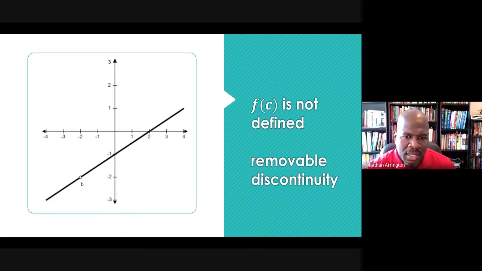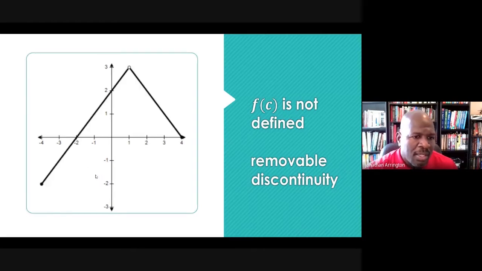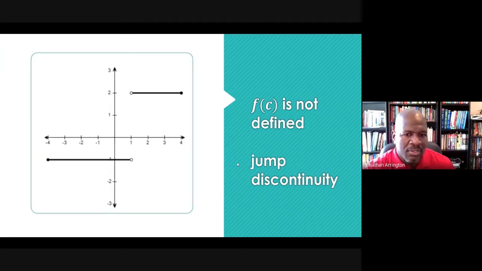Let's look at another example where f of c is not defined. And so here we will be checking the continuity at 1. And it's just like the previous example. You see at 1, the function is not defined. And again, it's just a little point missing. So again, this type of discontinuity is a removable discontinuity. Let's look at another example where f of c is not defined. So again, we're checking continuity at x equals 1. Notice open circle, open circle.